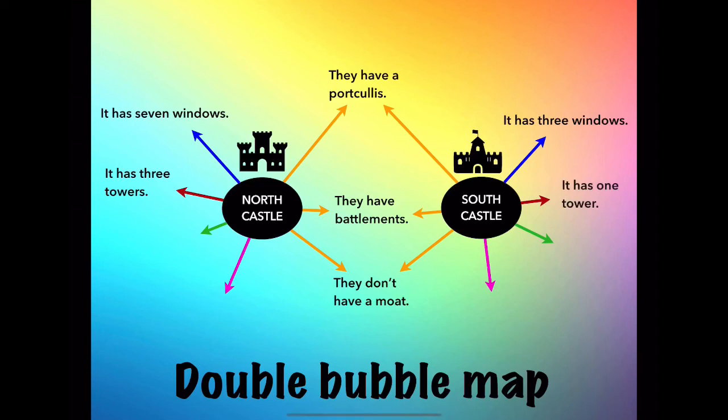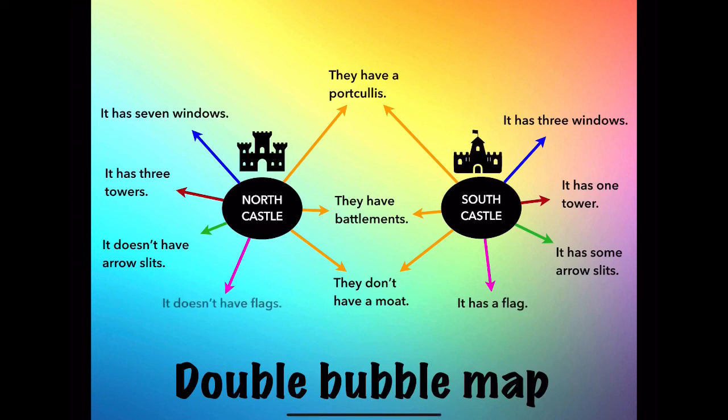In the green color, we had the arrow slits. The North Castle didn't have any arrow slits, whereas the South Castle had some arrow slits. And to finish, the South Castle had a flag, whereas the North Castle didn't have any flags. It doesn't have any flags.